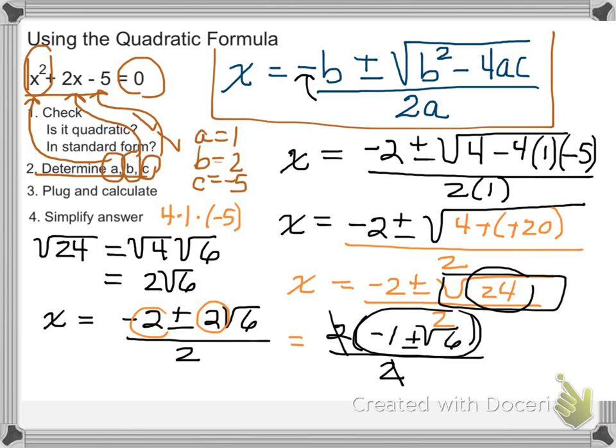Now one last word of caution and reminder that negative 1 plus or minus the square root of 6, remember that that actually represents two answers. Negative 1 plus the square root of 6 and negative 1 minus the square root of 6. And you're all done.